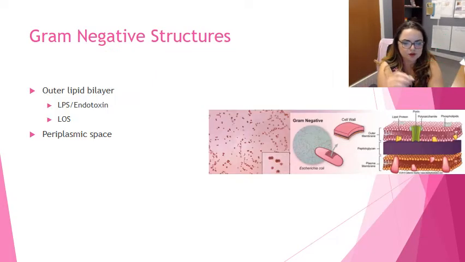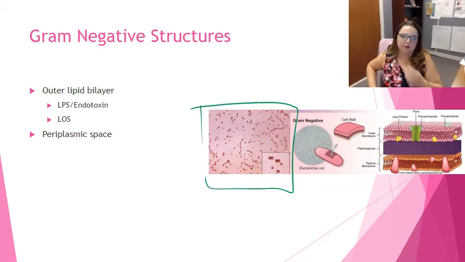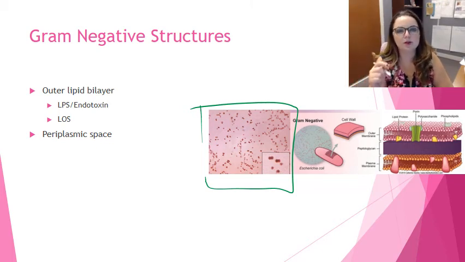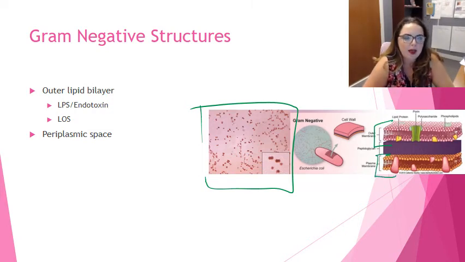The next kind of structures we'll talk about are gram-negative structures. These will be the pink or red stained organisms in a gram stain, as I'm showing here, and that's due to the safranin counter stain. Gram-negative bacteria do have a cell wall, but the peptidoglycan layer is much, much thinner, so the crystal violet stain is not retained. But it does have an outer membrane, which is a lipid bilayer, and then it has this periplasmic space, and it has a plasma membrane as well.